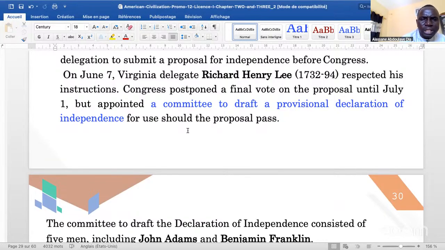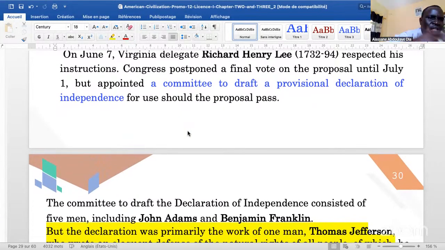And on June the 7th, Virginia delegate Richard Henry Lee, the delegate of Virginia, respected his instruction. But what happened? Congress did not confirm the vote. Congress postponed, on a reporté, the final vote on the proposal until July the 1st. So they waited until July the 1st to take their vote.